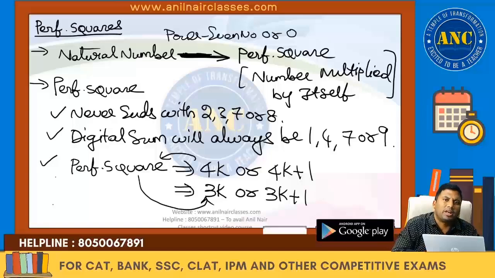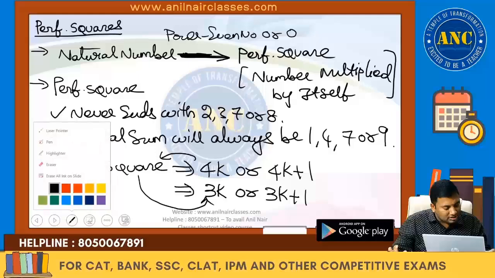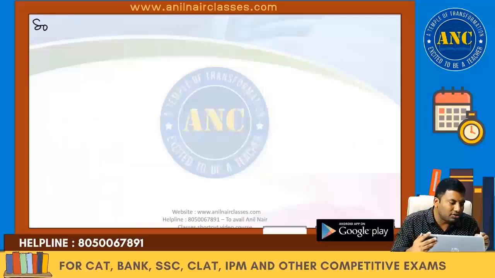Let us take some solved examples, then we'll go to our practice problems. These are some important key points with respect to a perfect square. I am going to use all these key points in my problems. A perfect square means a number multiplied by itself. A perfect square's unit digit can never be 2, 3, 7 or 8. A perfect square's digital sum will always be 1, 4, 7 or 9. If a number is a perfect square, it will always be of the form 4k or 4k plus 1, 3k or 3k plus 1. Solved examples.